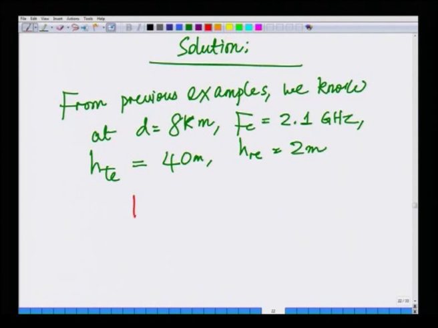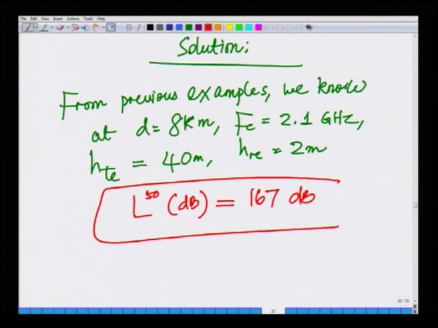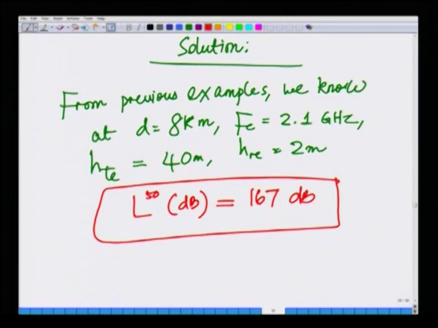We know that the L50, or the 50th percentile path loss in dB, is 167 dB. This is the first piece of information. We know that at distance 8 kilometers, 2.1 gigahertz and these transmitter and receiver heights, the path loss is nothing but 167 dB. Then we also know that for 95% reliability, the margin required is 10 dB.